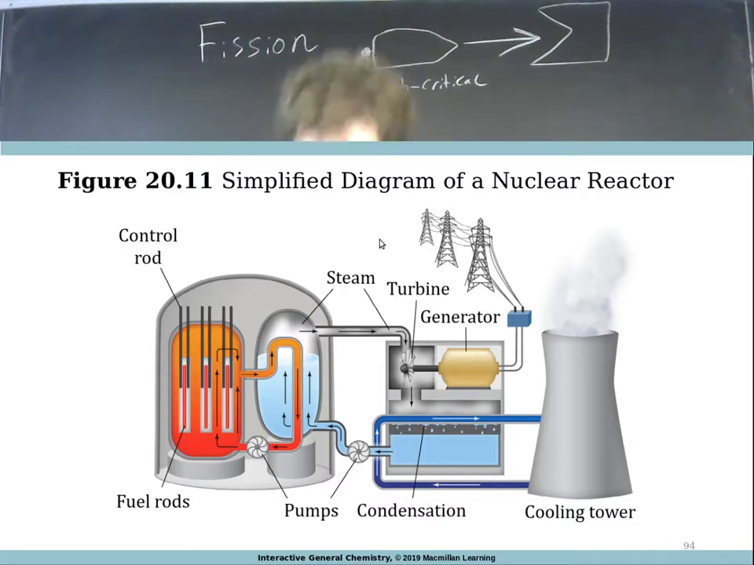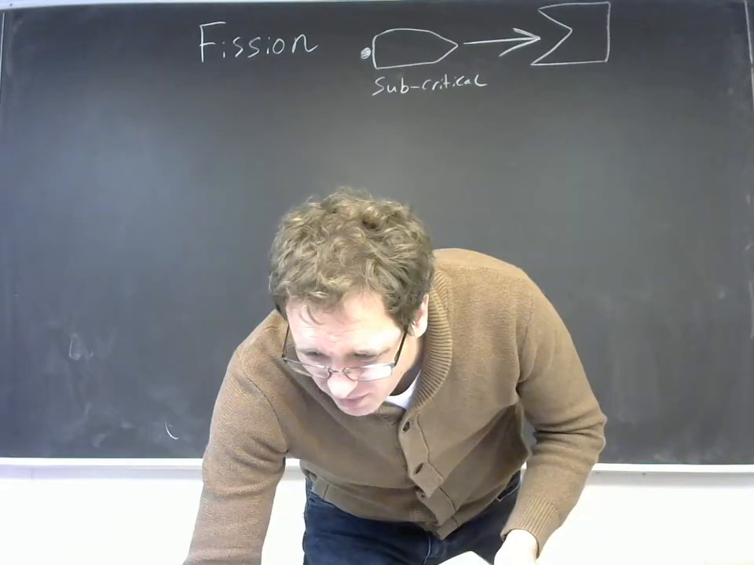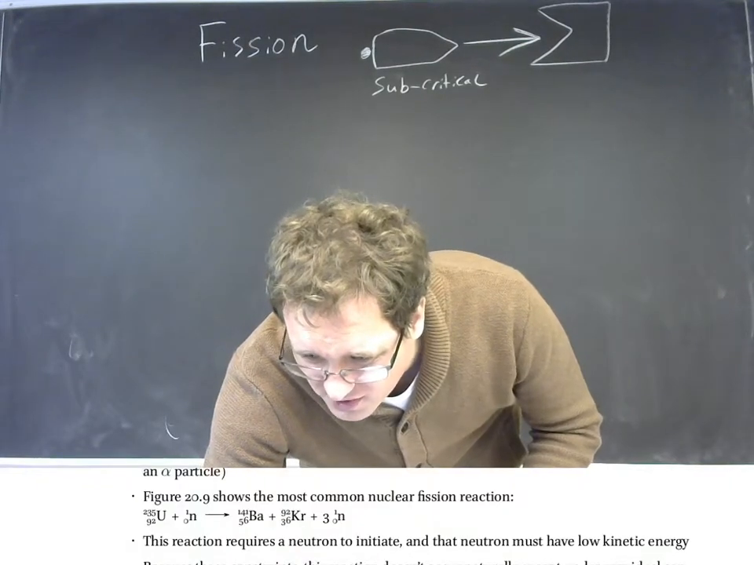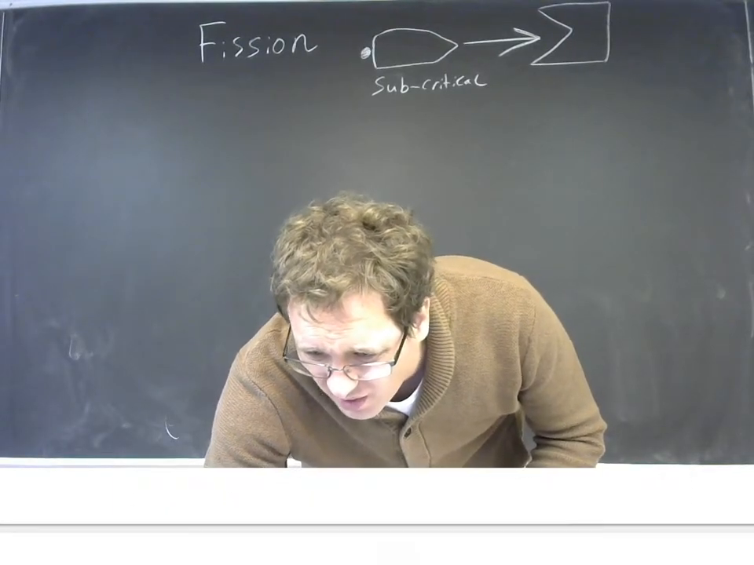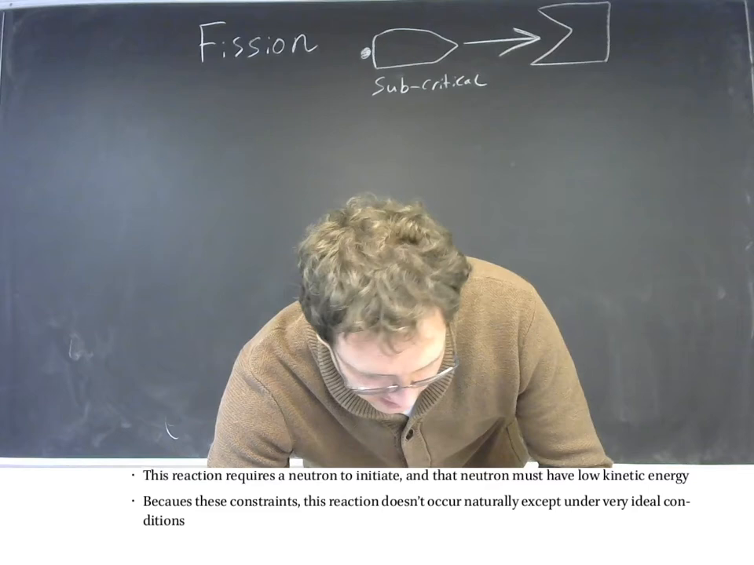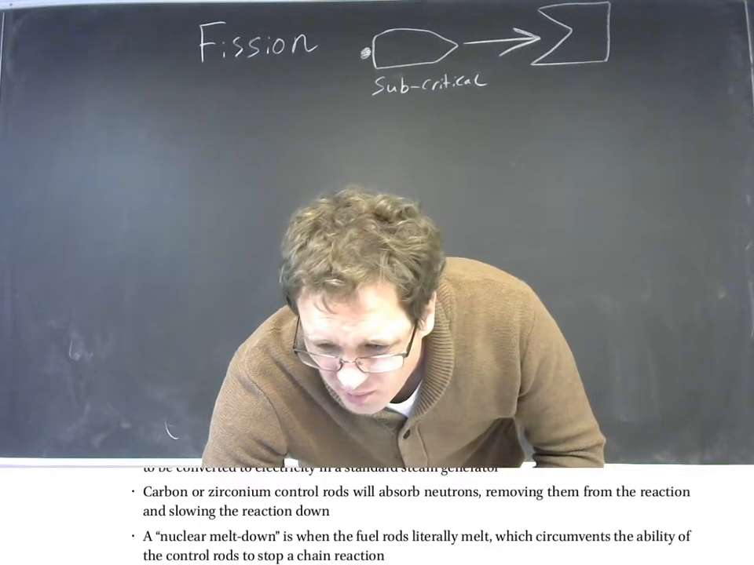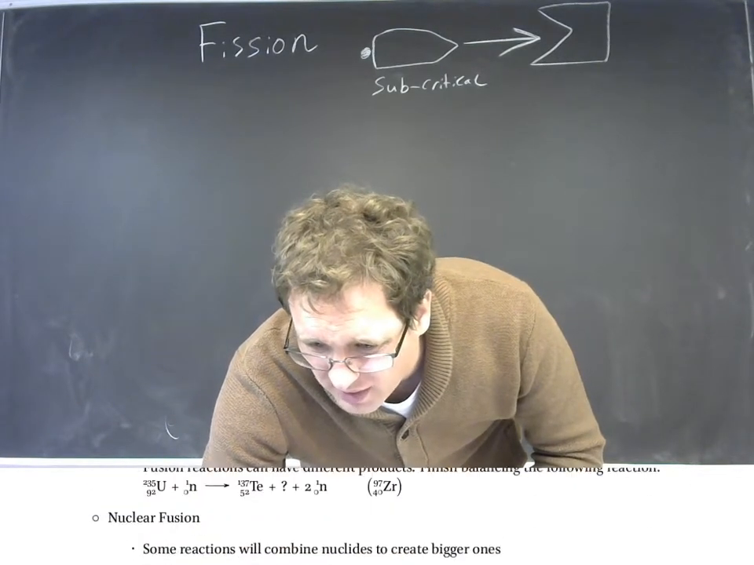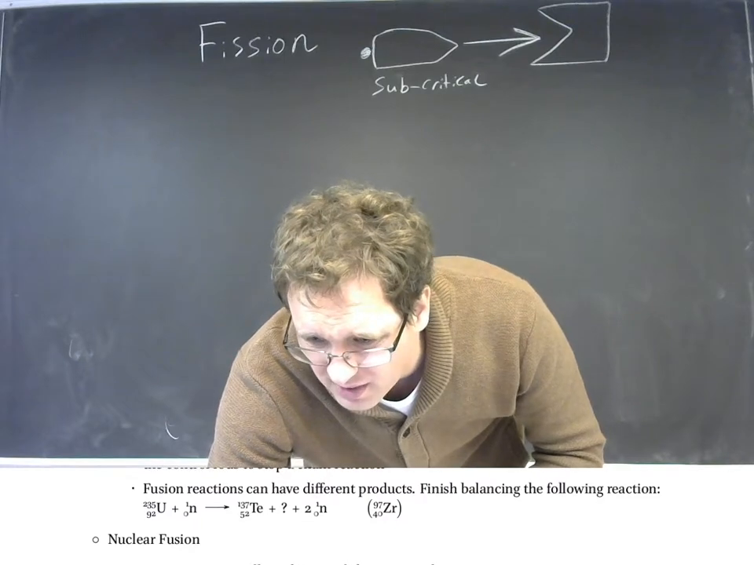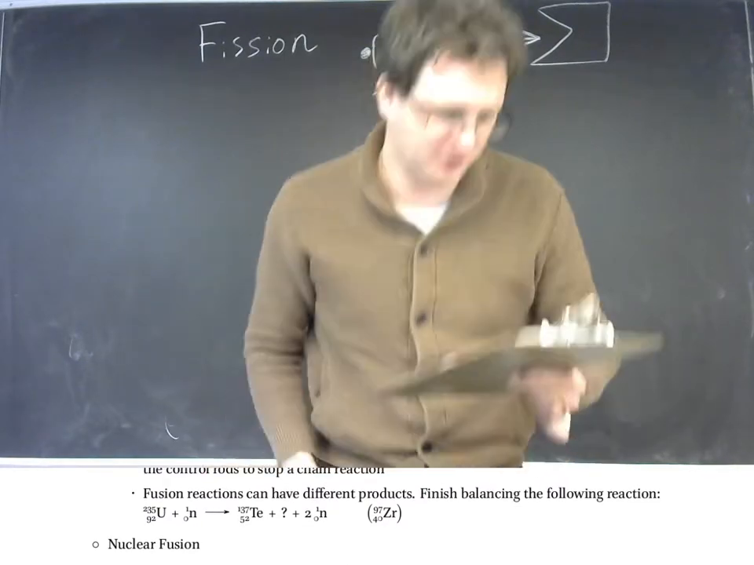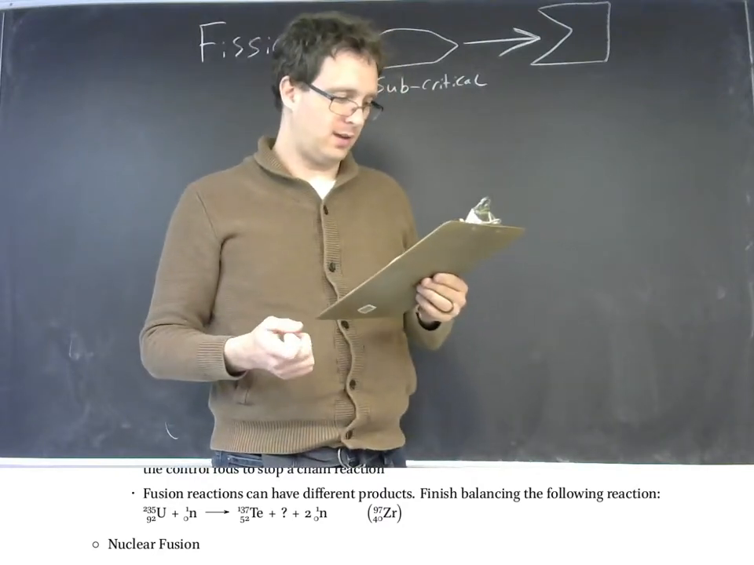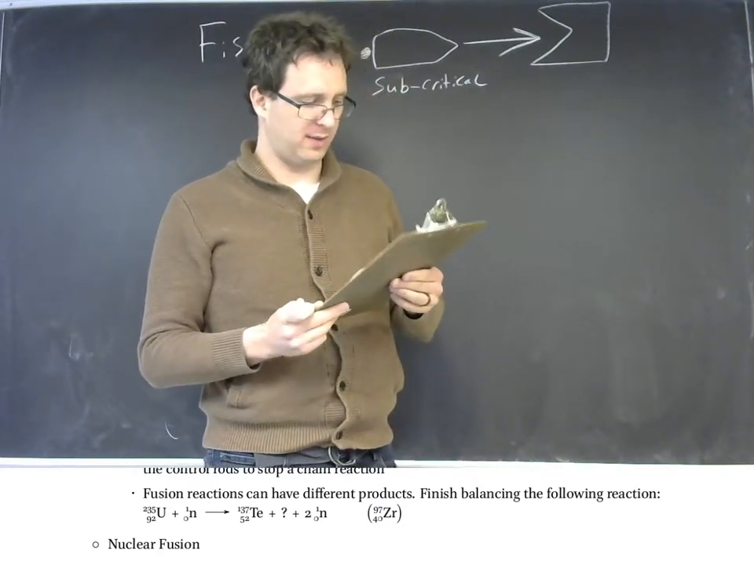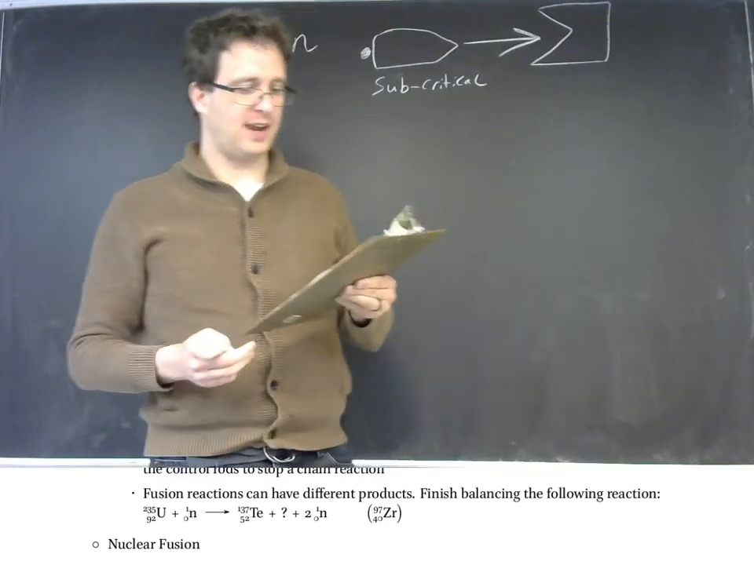So there's one more quick thing I want to say about fission. So that barium and krypton were the products that we talked about and that we had a figure for. But you'll notice here that fusion reactions can have different products. That's supposed to say fission, I apologize. Fission reactions can have different products.